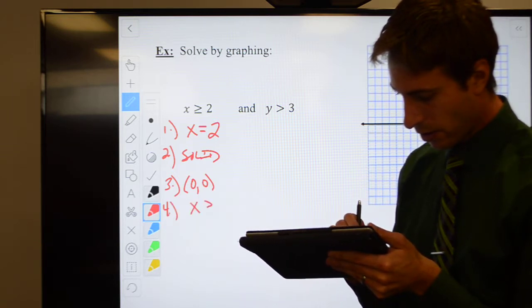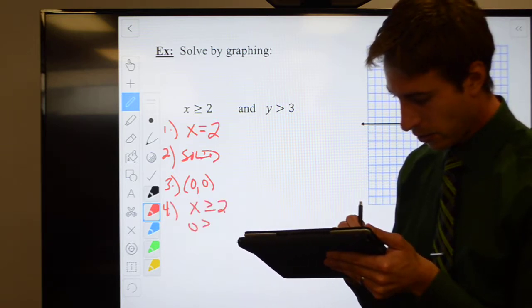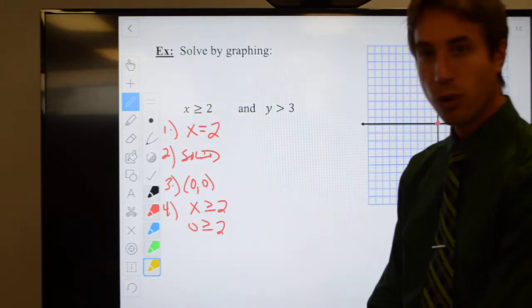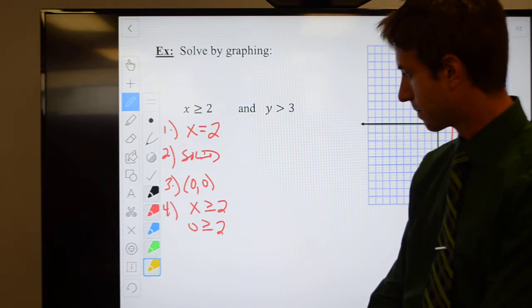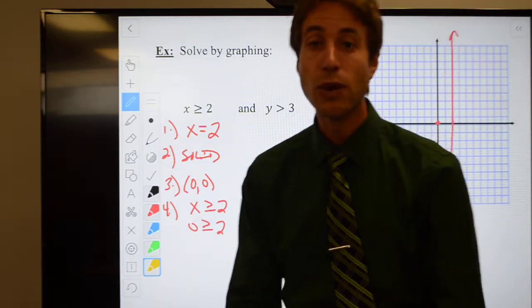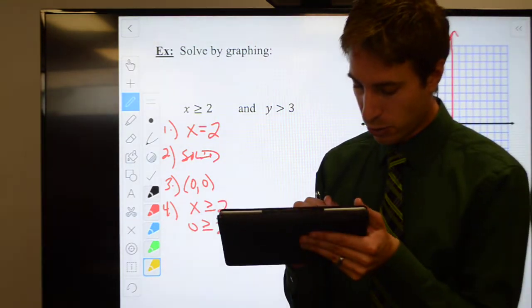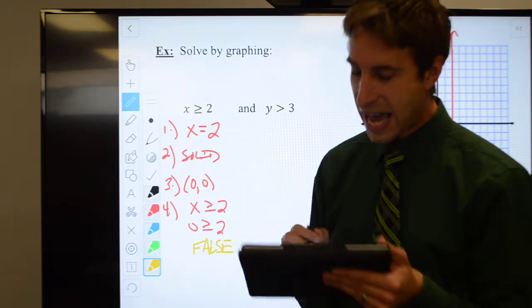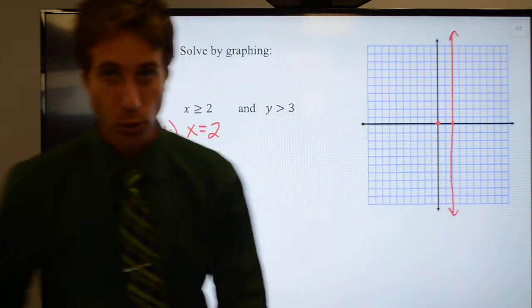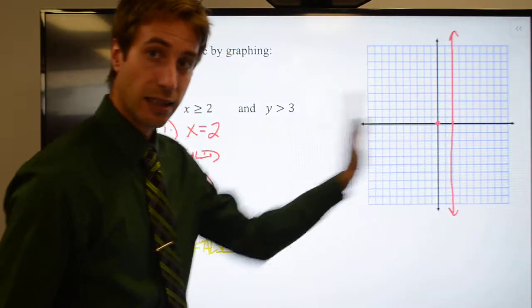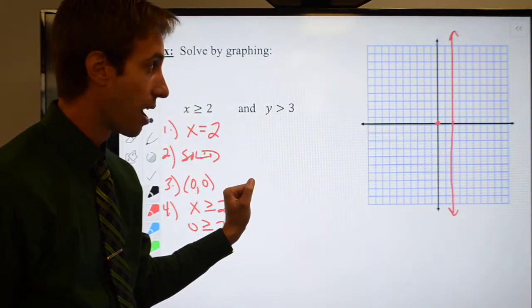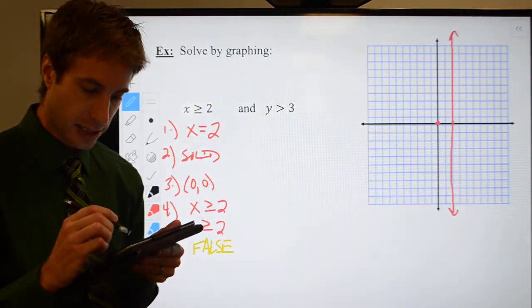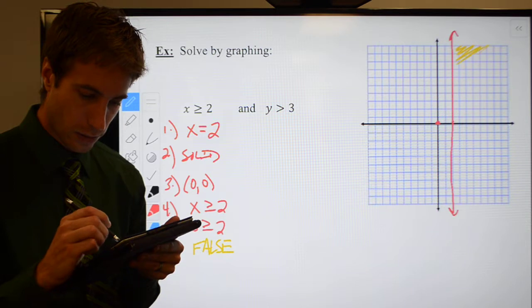X is greater than or equal to 2, which means 0 is greater than or equal to 2. Is that a true or a false statement? Well, no. 0 is not greater than or equal to 2. This is false. And since my test point is on the left-hand side of the line, and it was false, I shade everybody on the opposite side.